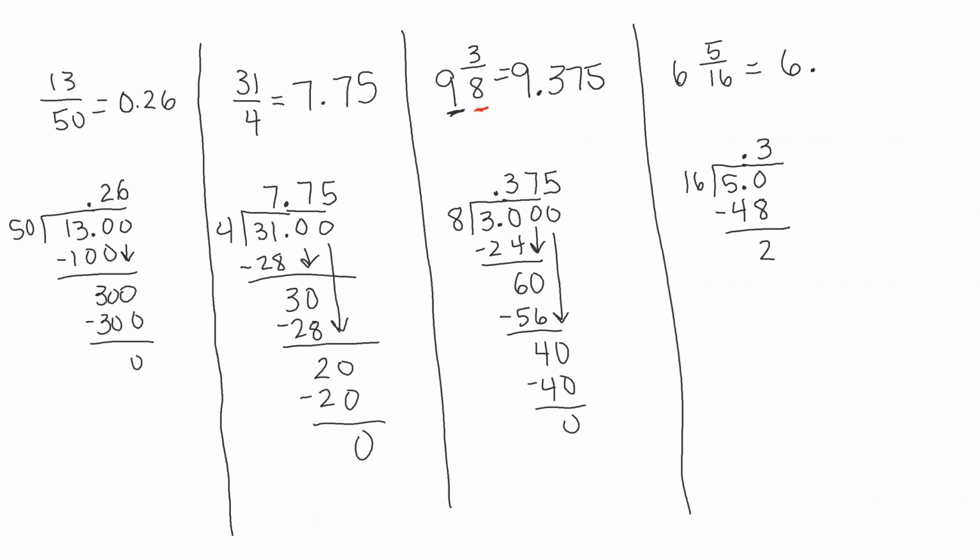Subtracting, I get a 2. Go ahead and add another 0. Now, 16 into 20 would just be 1. We subtract, we get 4. Add another 0.